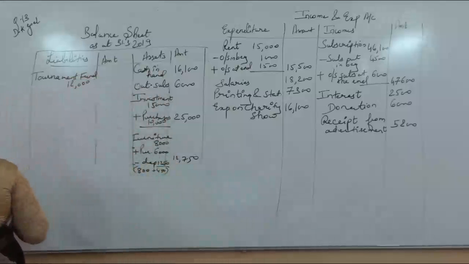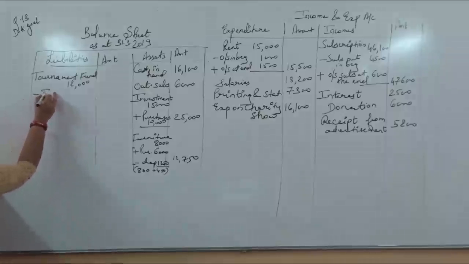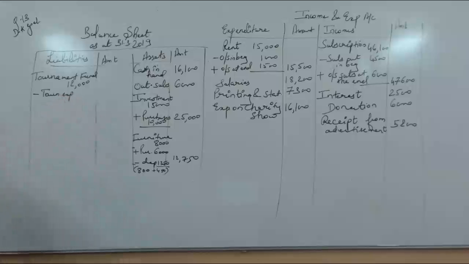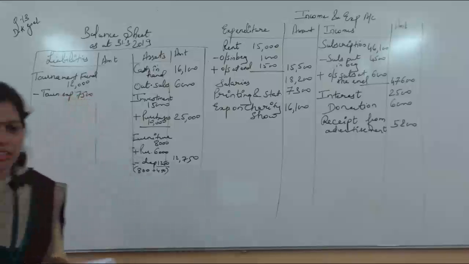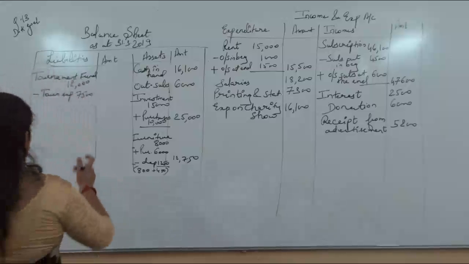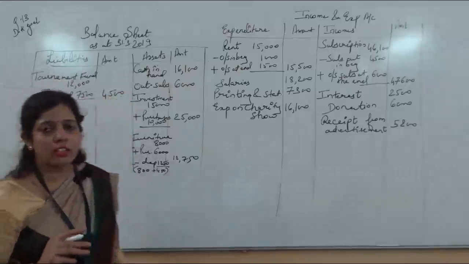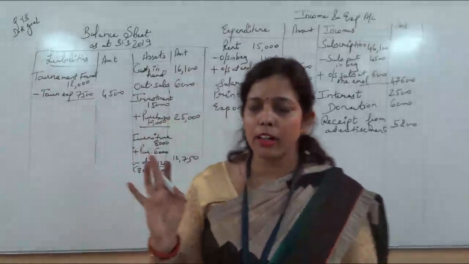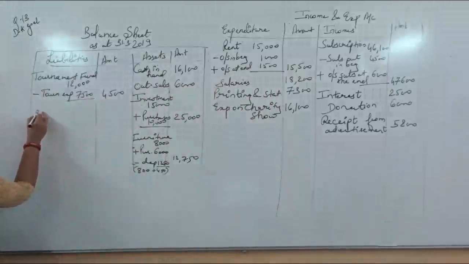What was related to this fund? Tournament expenses were there. Less tournament expenses. How much are the expenses? 7,500. Any other item related to this fund? Check it. Is any item there? No. Just write the total outside: 4,500. Then again in the question we are seeing some fund was there related to the extension of building. Again it is a specific fund. Take it here. Building extension fund.